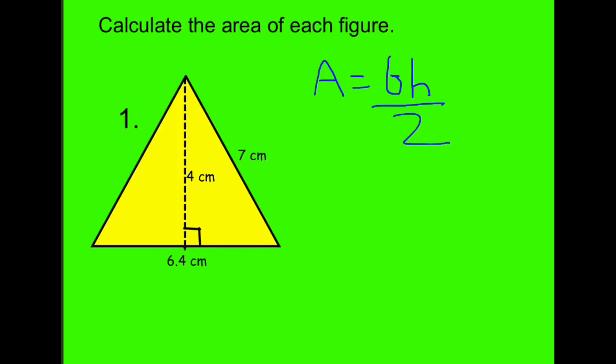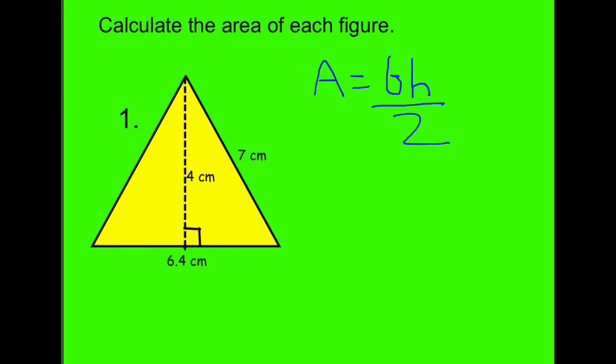Now, in this triangle, the base is the bottom. So there's your base. And then the height is always measured straight up and down from the bottom. So the height of this triangle is 4. Remember, this dotted line is an imaginary line. I know this looks like there's two triangles there, but this dotted line represents an imaginary line. It's representing the height of the triangle. So the height is 4, and 7 is just the length of one of the sides.